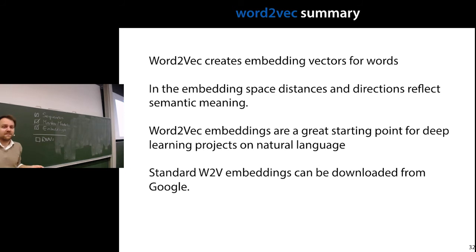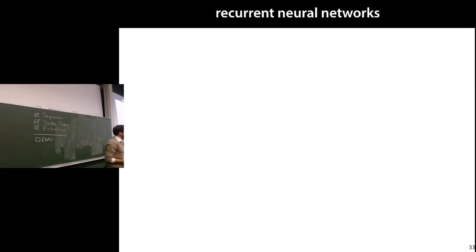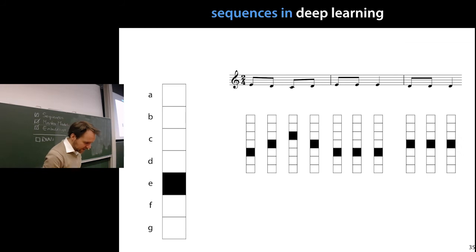So that's embeddings. So now on to our last topic, recurrent neural networks. Recurrent neural networks are a deep learning method. Like, well, Word2Vec is also sort of not deep learning, but neural network learning.